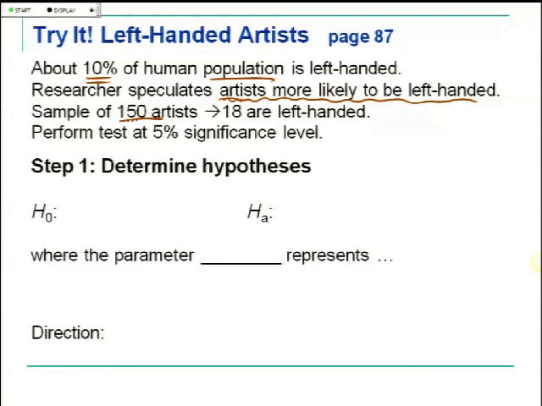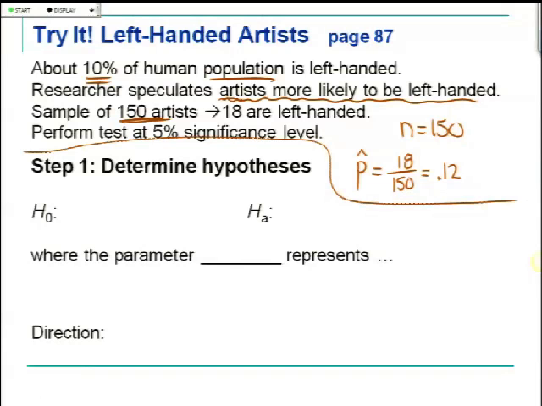Takes a sample of 150 artists. 18 turned out to be left-handed. So what would I want to look at here? Not just the 18, but 18 out of 150, which happens to be 12%. And what would that quantity be? Is that P or is that P hat? I just calculated the proportion of artists that are left-handed in my sample, so it's P hat. So I'm kind of just looking at my data ahead of time here. And I want to put this theory to the test that artists are more likely to be left-handed.